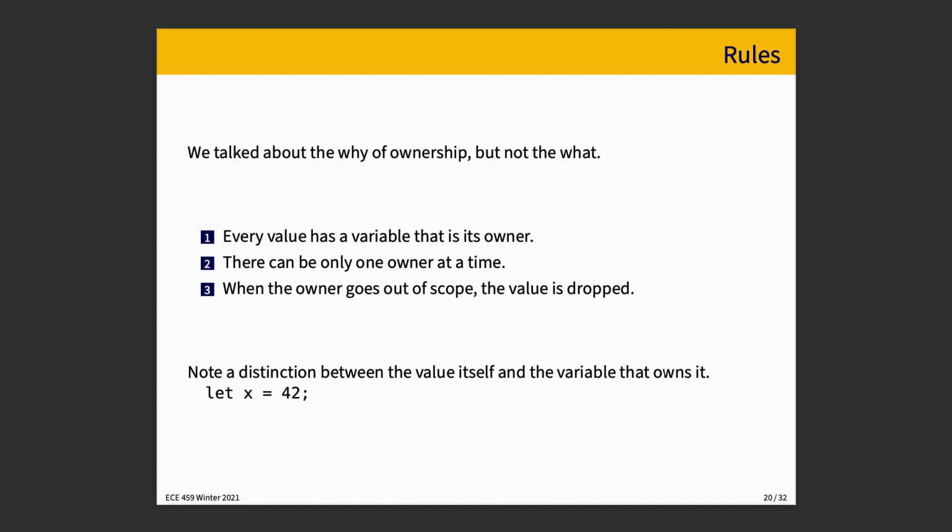Okay, so we should note a distinction between the value itself and the variable that owns it. In a statement like let x = 42, there's memory associated with the value 42. That memory is the value as specified in Rule 1. The owner is the variable x. When x goes out of scope, that memory can be deallocated. That's Rule 3. And variable scope rules look like the ones we should be familiar with from other C-like languages.